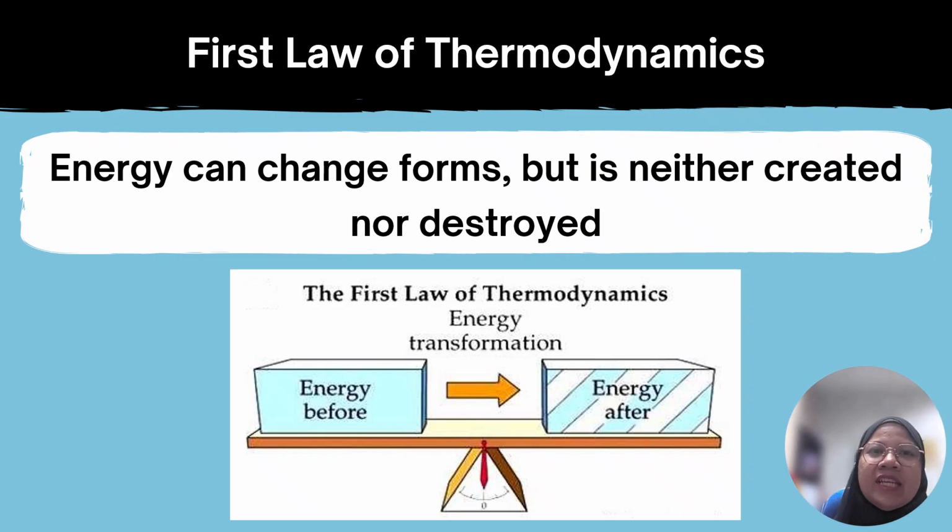Usually the foundation of energy balance comes from the first law of thermodynamics, which states that energy can change form, but is neither created nor destroyed. In terms of the process system, this means that the total energy entering the system must equal the total energy leaving the system, with adjustment for generation, consumption, or accumulation inside the system.